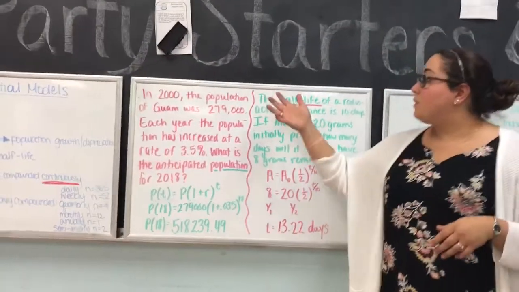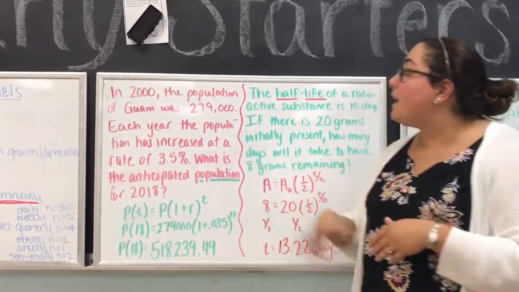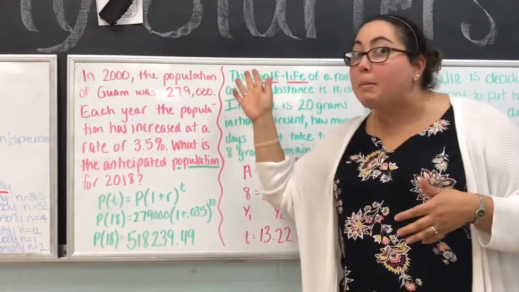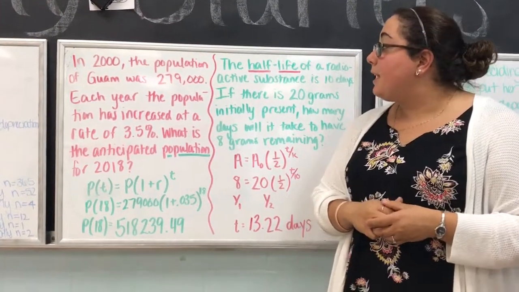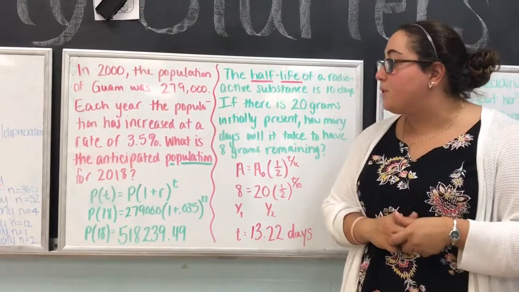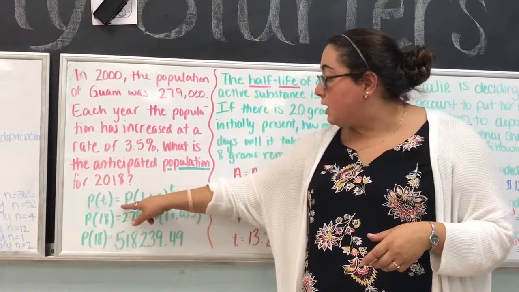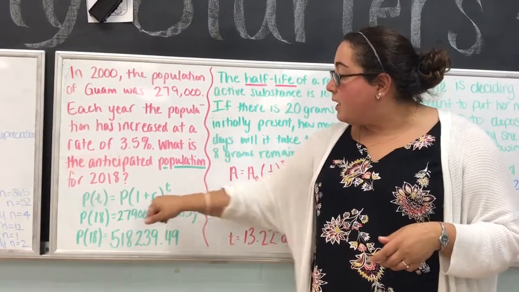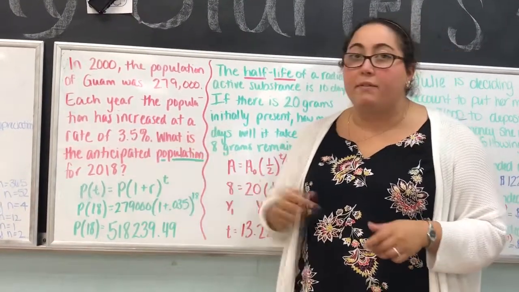So for a couple of the problems where you might see some of these formulas come into play: in 2000, the population, keyword population, of Guam was 279,000. Each year, the population has increased at a rate of 3.5%. What is the anticipated population for 2018? So P of t is equal to our population equation. In this case, we're using 1 plus r because it's saying that it increased at a rate of 3.5%.